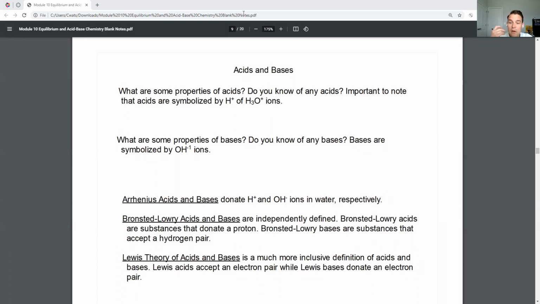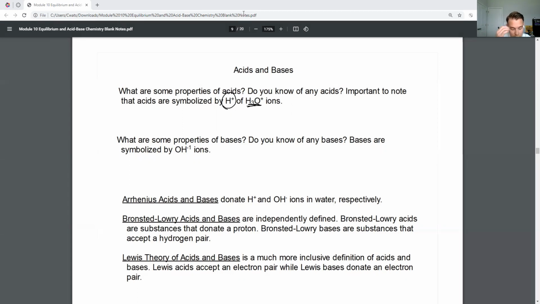Let's see, do you know of any acids? Yes, I do. I know there's citrus acid, there's vinegar, there's stomach acid. So there's lots of acids that we know. And then we've seen acids in class: hydrochloric, hydrofluoric, hydrobromic, and then we got the polyatomic ion acids. And remember, when we talked about our acid nomenclature, acids are symbolized with the H plus in front, or you can see them as the H3O plus, the hydronium ions, which we're going to see coming up.